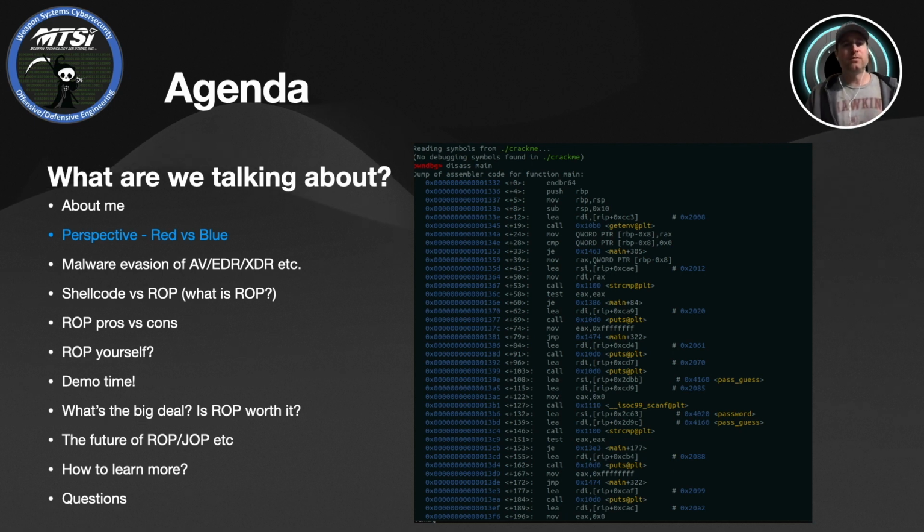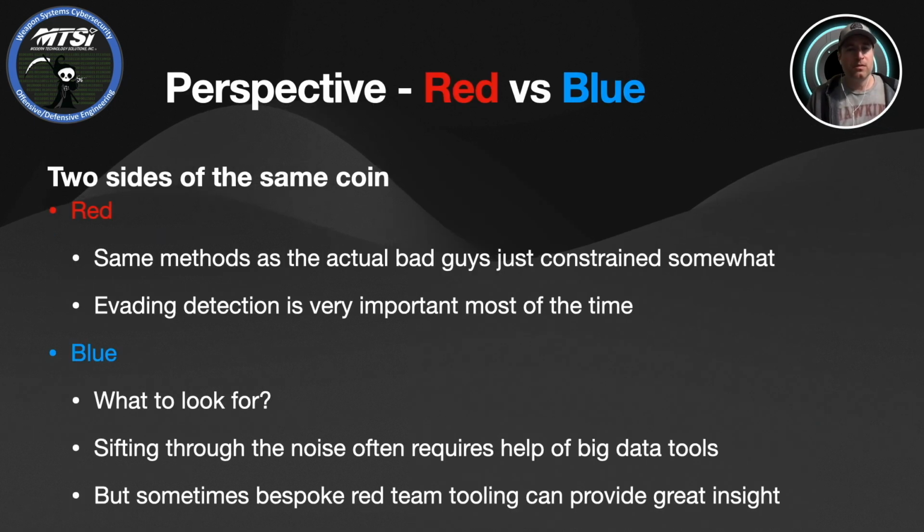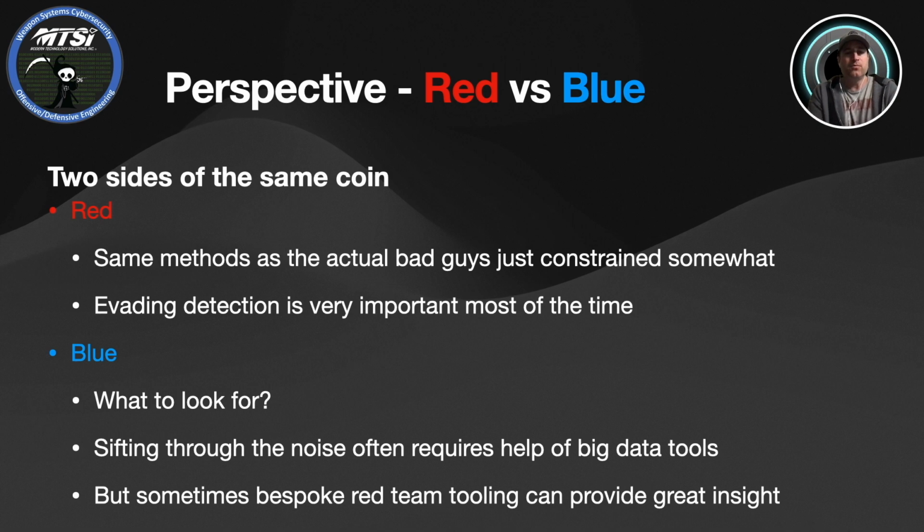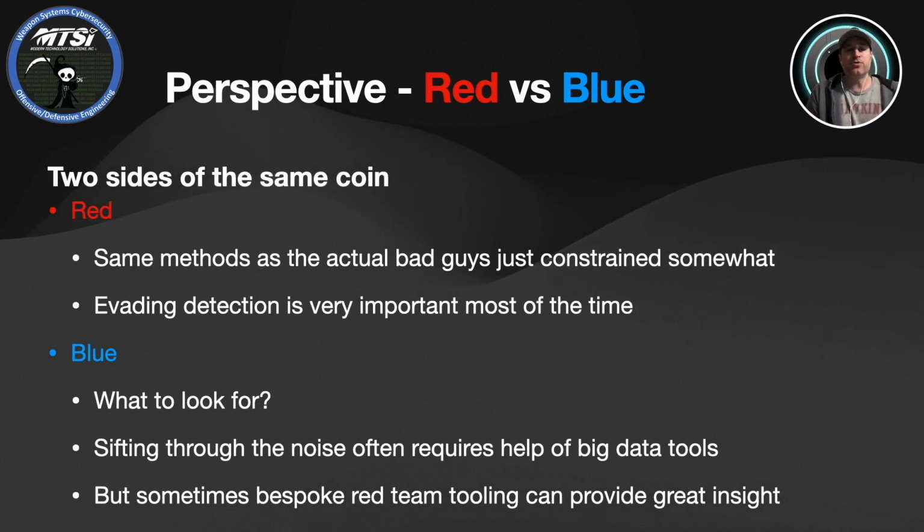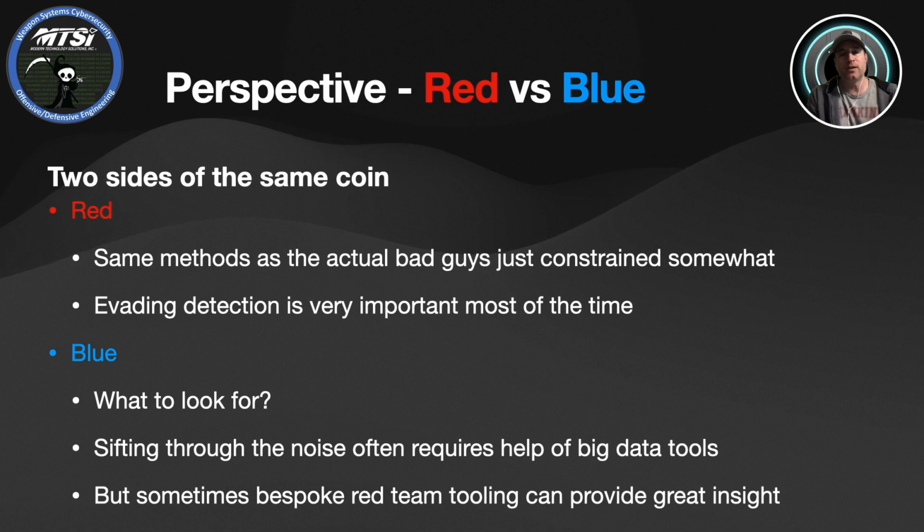So let's talk about red versus blue. So there's two sides of this coin that I want to look at. When I talk about looking at a tool or a technique like self-ROP, we can always look at it from two perspectives. One perspective, the red side: the red folks are using the same methods that the actual bad guys are using. I mean, they're constrained based on morals and ethics, but they're still trying to use the same techniques. So from that regard, the ability to evade detection is really important. Most of the time, people on the red side are trying to be quiet as much as possible and not make a lot of noise.